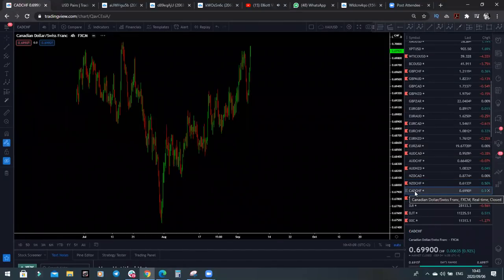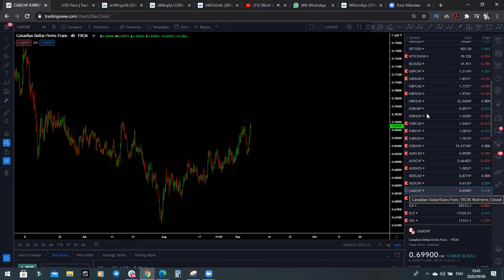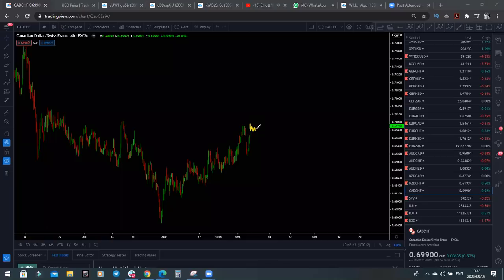CADJPY. CAD is very strong, as you can see. Look for continuation pattern to the upside.